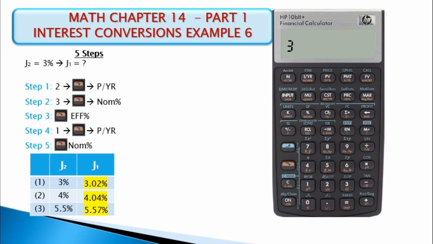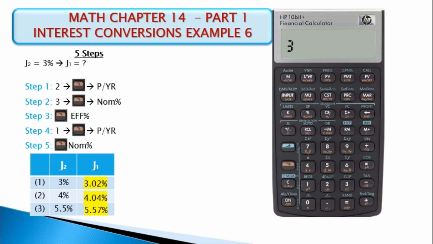So let me clear this again. This is the hardest part of this course. We're taking J2 equals 3% and we're going to convert it into J1. Whenever we have to compare the rates, the best thing is to make all of them into J1s, and then it's very easy to compare. So let's take J2 equals 3 first. Those are your step 1 and 2: the 2 and the 3, there's your step 1 and step 2 done.